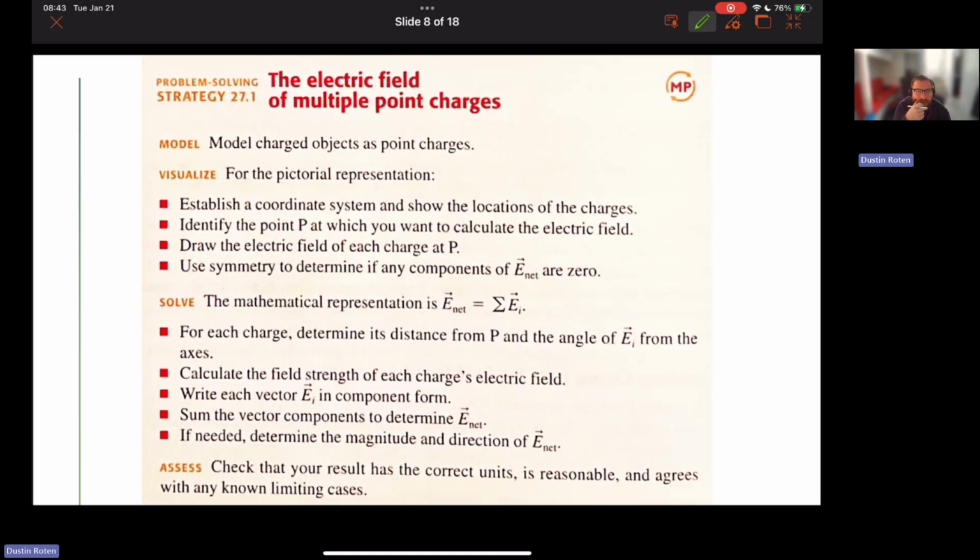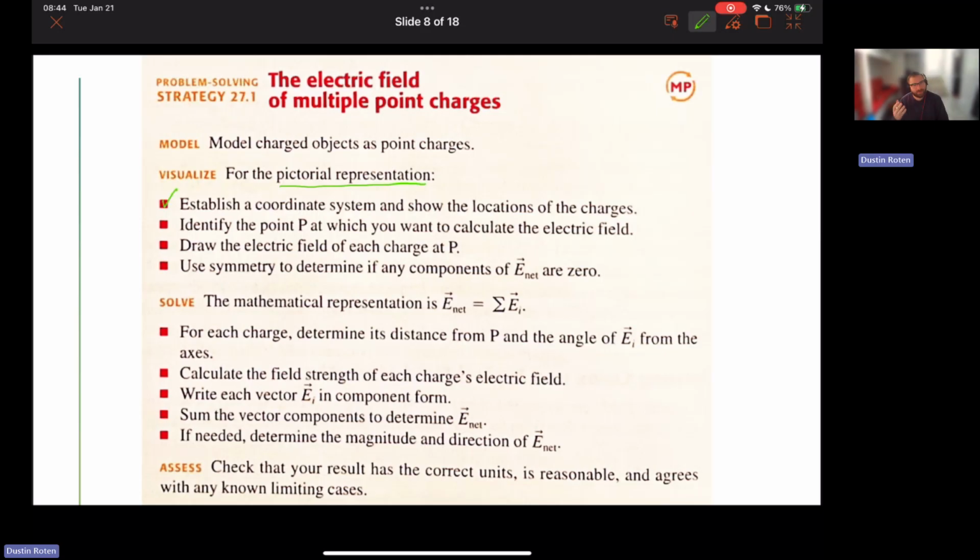So just to quickly go over a problem-solving strategy. For now, in these first couple of problems, we're just going to model charged objects as point charges. And then we'll, of course, need to draw a picture, since any pictorial representation is going to be helpful. So we need to set up our coordinate system and show the locations of charges.